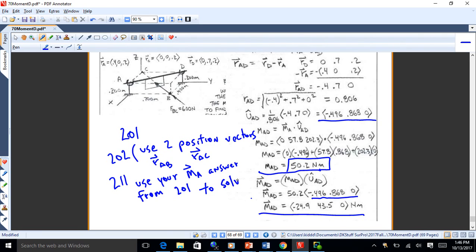So 201 is like these examples we've been doing here today, the moment about a point stuff, that's 201, and then 211 is a moment about an axis. So just take your answer from 201 and use it to do 211. Okay? You don't have to redo the whole thing, just use your answer from 201.